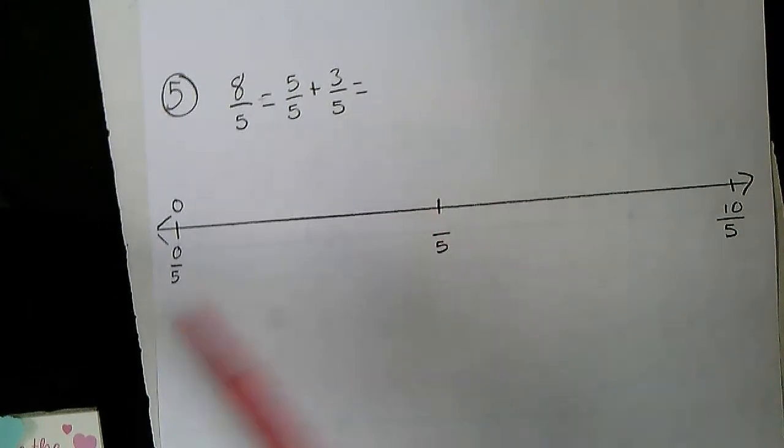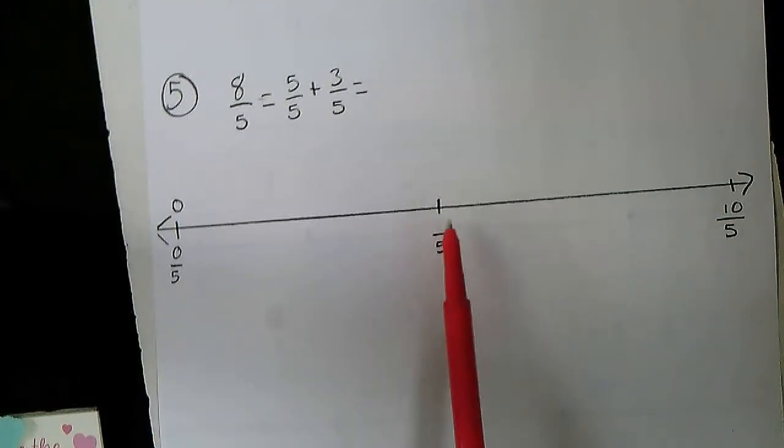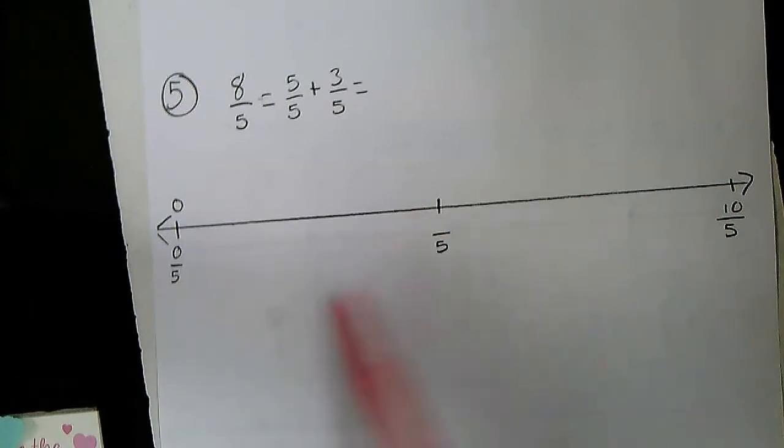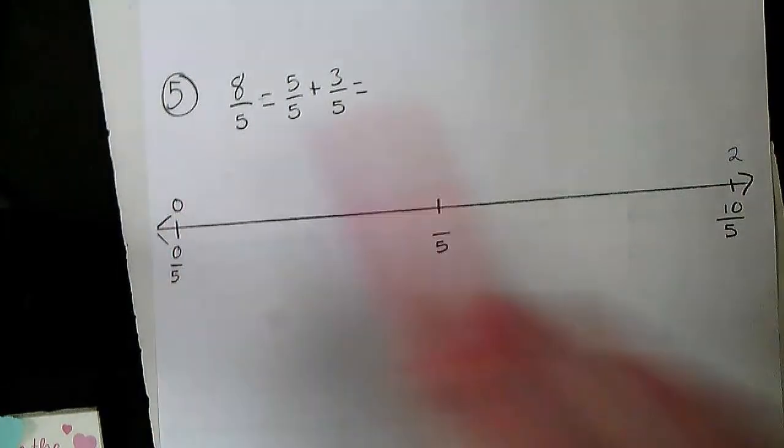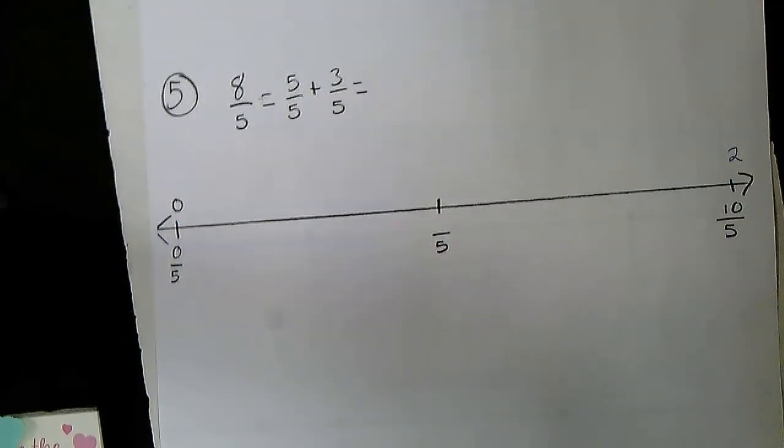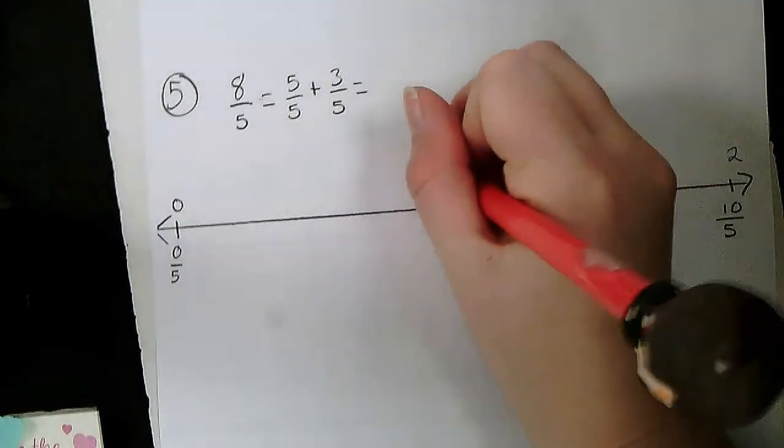So I have most of our lines set up right now. We have 0/5 over here. I have something fifths over here. I want to try and figure out what my halfway point is. And then I have 10/5 over here. So I know that 10 divided by 5 is 2. So that means that the whole number over here is 2. So what do you think is halfway between 0 and 2? Well, I know that halfway between 0 and 2 would be 1.